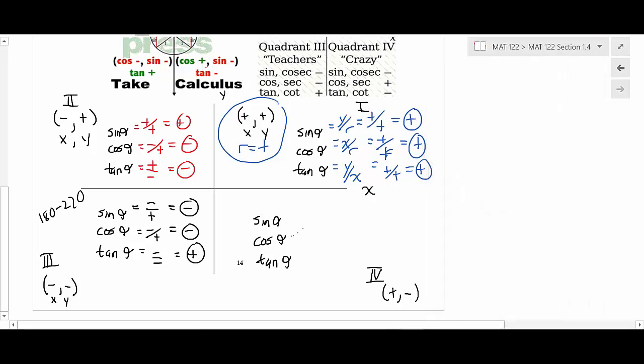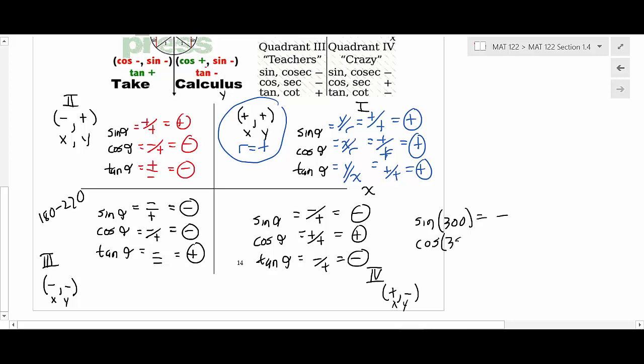Okay, and finally, let's go to quadrant 4. So quadrant 4, sine is y over r. Y is negative. R is always positive, so that's negative. Cosine is x over r, so you'd have positive over positive, so you'd have a positive. And then the tangent is y over x, so you'd have negative over positive, you get a negative. So on your calculator, if you did something like sine of 300, you would get a negative answer. If you did cosine of, say, 359, you would get a positive answer. If you did tangent of, say, 271, you would get a negative answer.